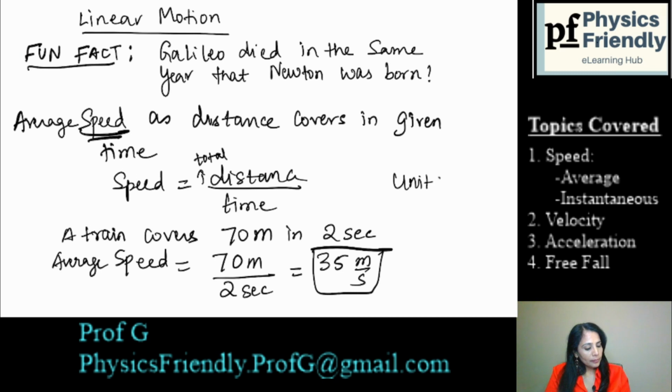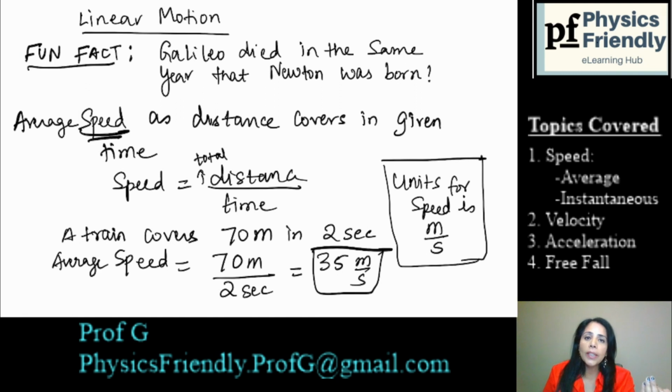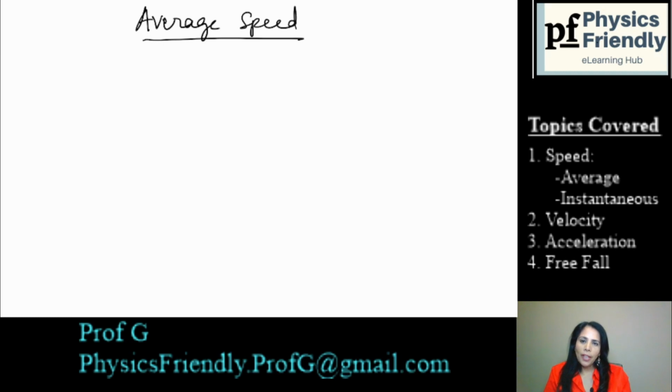Units. The unit for speed is meters per second, which is super important. Every physical quantity is actually described by a unit. So the speed unit is meters per second. Let's take another example for average speed.